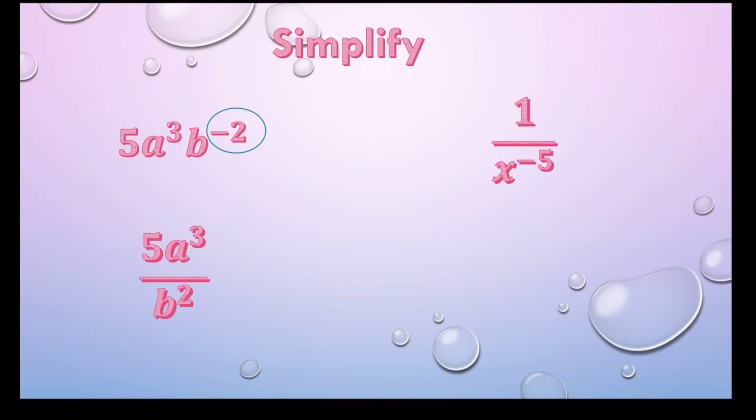Well, let's come over and look at my next one. 1 over x to the negative 5th. Well, x to the negative 5th, I see a negative exponent. I don't want a negative exponent. So remember, if it's on the bottom, and it's negative, I'm going to bring it to the top. Once it's moved, once it's changed sides of that fraction bar, the negative sign is gone. It is no longer negative. X to the 5th is now positive, and that's it. There's nothing else we can do.